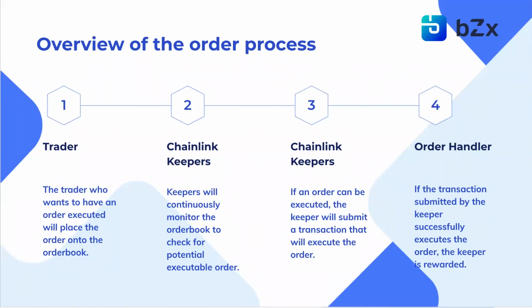And at every single order, if one of them is up for execution, the keeper will submit a transaction that will execute the order. So it'll submit it to the execute order function. And then the fourth step is if the transaction submitted by the keeper successfully executes the order, the keeper is rewarded. This will be paid out in LINK, as that's what Chainlink Keeper jobs use.